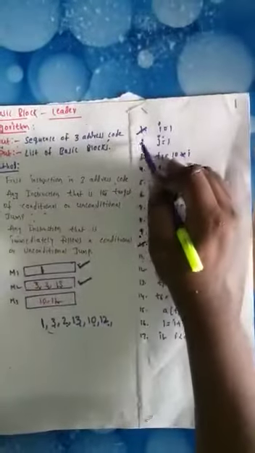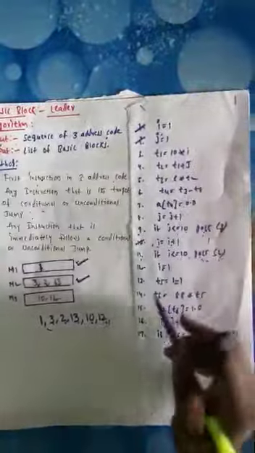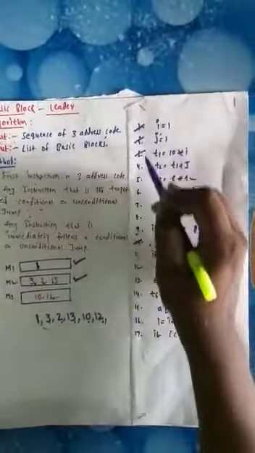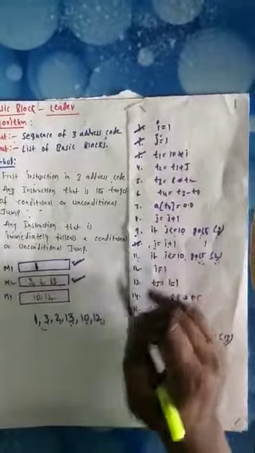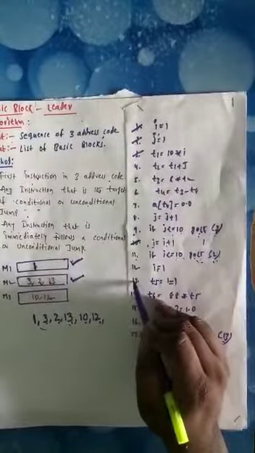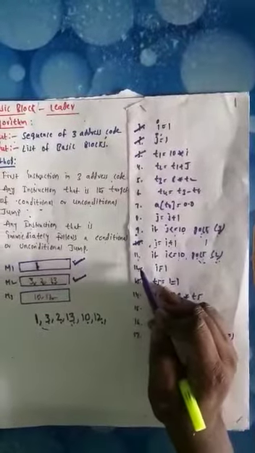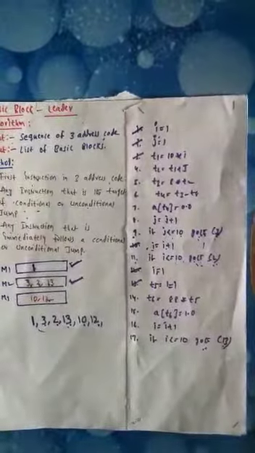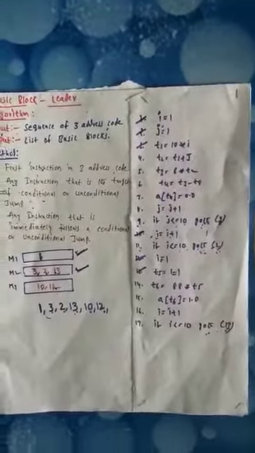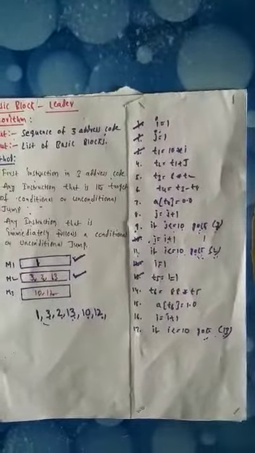So instruction 1 is a leader, instruction 2 is a leader, instruction 3 is a leader, instruction 10 is a leader, instruction 13 is a leader, as well as instruction 12. These are the leaders in the basic blocks. Now we can find the basic blocks.